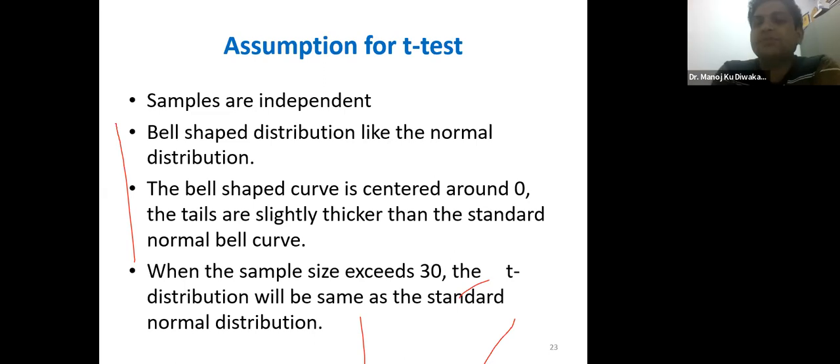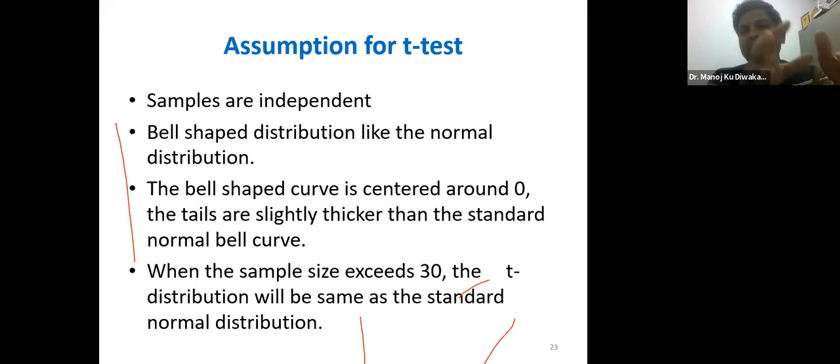So these are the assumptions for the student t-test. The samples are independent and the distributions are bell-shaped, like a normal distribution. The bell-shaped curve is centered around 0 and the tails are slightly thicker than the standard normal bell curve. And when the sample size exceeds 30, then the t distribution will be the same as the standard normal distribution. So these are the assumptions for doing the two sample t-test analysis.